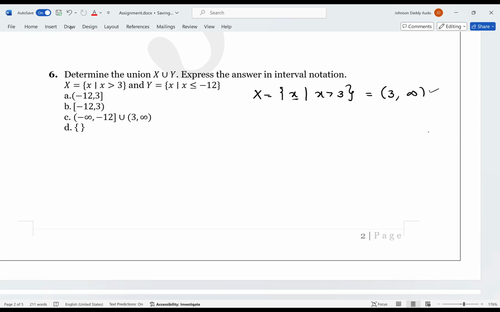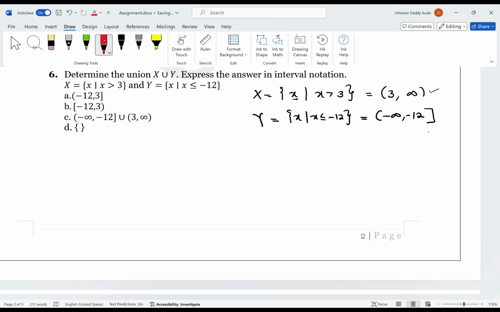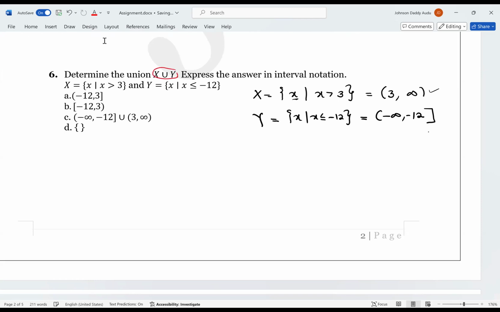So now, y, what is y? Y is given as what? X less than or equal to -12. So this simply means you are coming from minus infinity, but when you get to -12, you have to stop. But here also -12 is inclusive, so you have to add a close bracket. And what is our interest? Our interest is to find the union. So we're interested in the union.